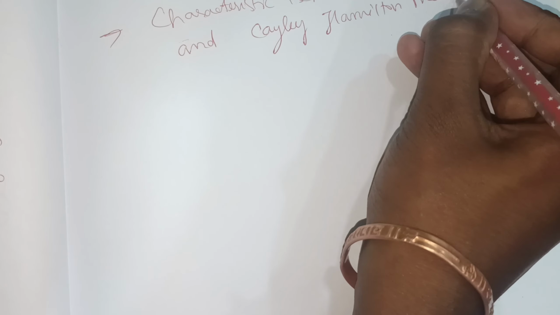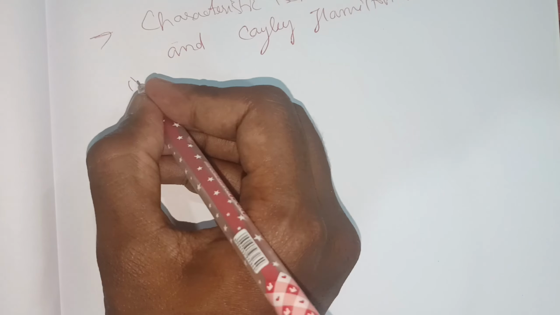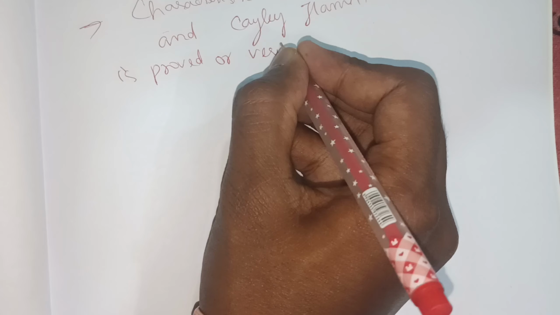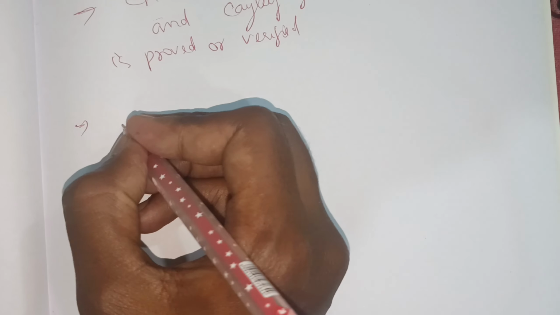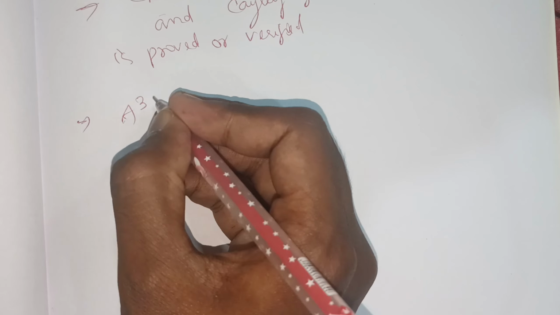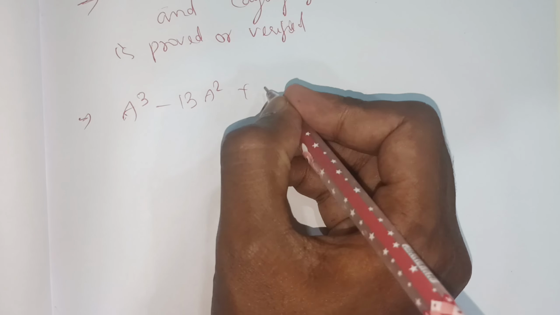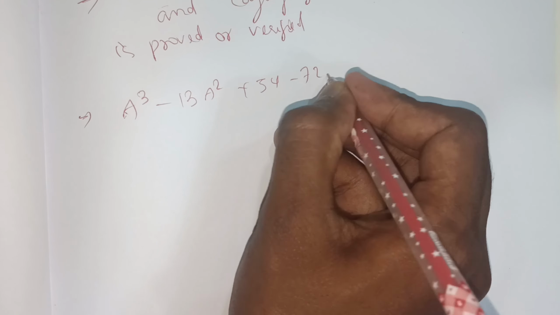Theorem is proved or verified. Next is to find A inverse. To find A inverse, I am taking this characteristic equation and putting A in the characteristic equation and multiplying it with A inverse, so that I will get the A inverse value here.